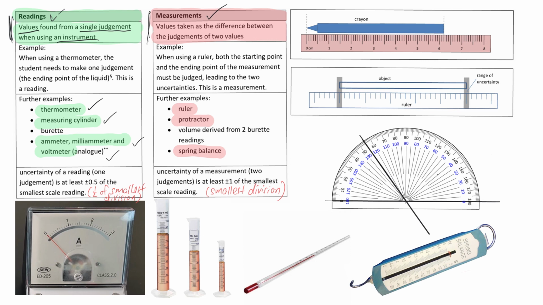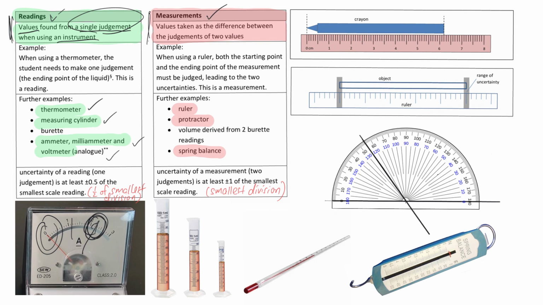Now, what do you mean by that? For example, if you use a thermometer, measuring cylinder or ammeter, voltmeter, you don't need to care about the zero, because the zero is already determined or set during the time of manufacturing. So when the needle comes to here, that is the only one judgment. That's why it's called a single judgment that you need to take note of. So you can read up to half the smallest division.